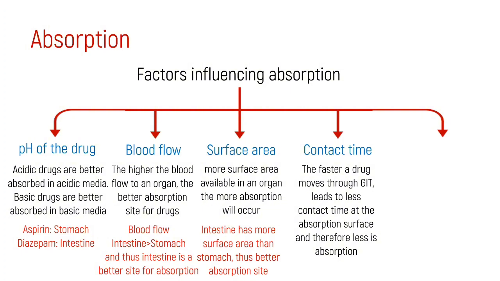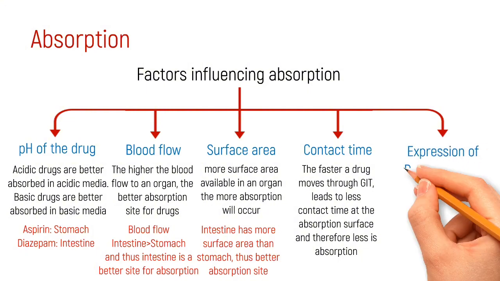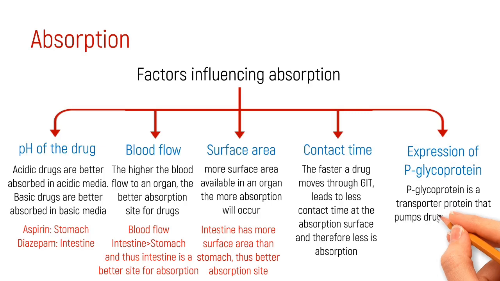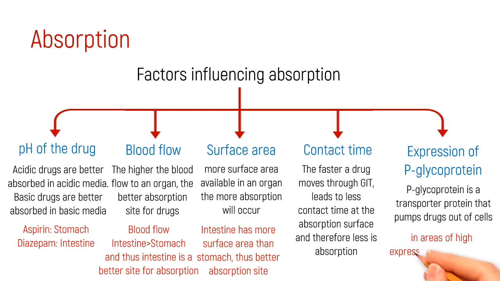Conversely, anything that delays the transport of a drug from the stomach to the intestine delays the rate of absorption as well. The fifth and last factor that influences drug absorption is the expression of P-glycoprotein. P-glycoprotein is a transporter protein that pumps drugs out of the cell. Thus, in areas of high expression, P-glycoprotein reduces drug absorption. P-glycoprotein is expressed in tissues throughout the body, including the liver, kidneys, placenta, intestine, and brain capillaries, and is involved in the transportation of drugs from tissues to the blood.